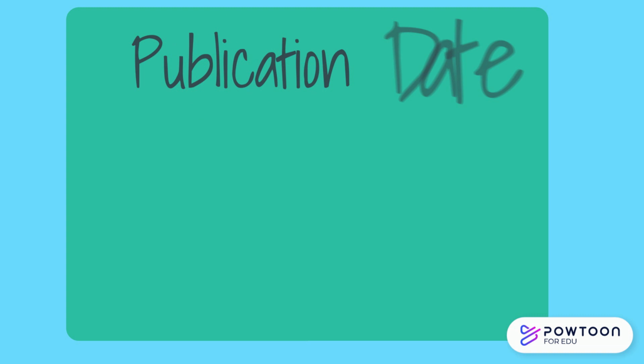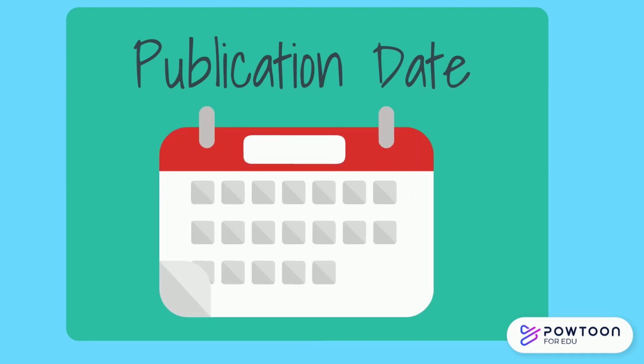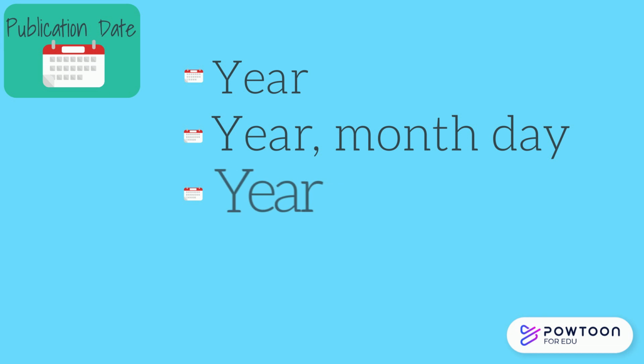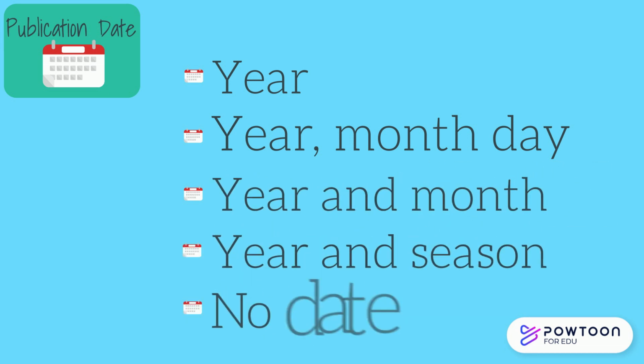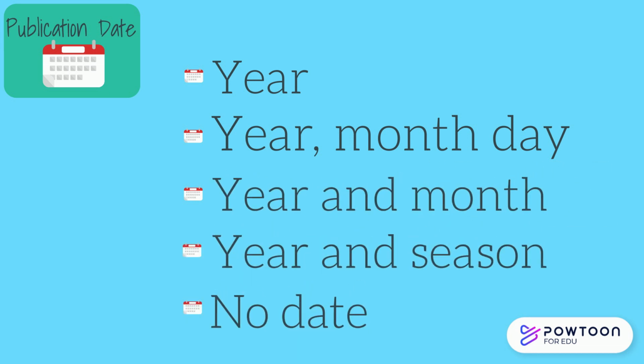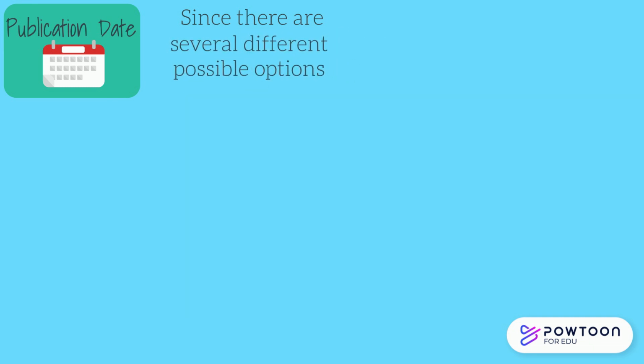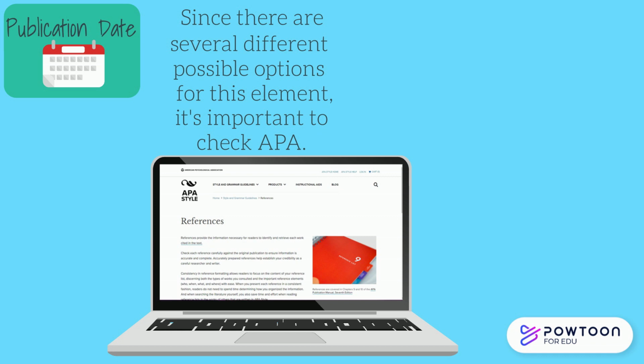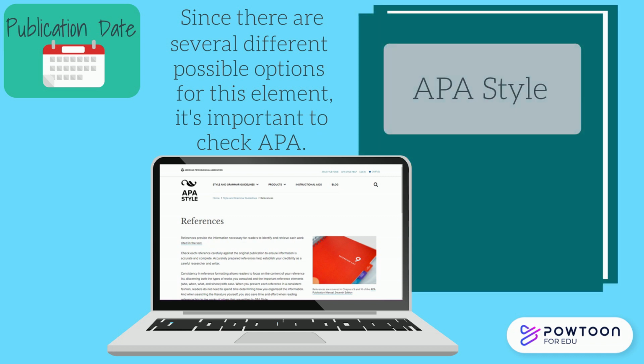The next element is the publication date. This format will depend on what kind of source it is. Some of the formats that you'll run into are year, year, month, day, year and month, year and season, or even no date at all. Since there are several different possible options for this element, it's important that you check what APA calls for with the specific resource that you're trying to cite.